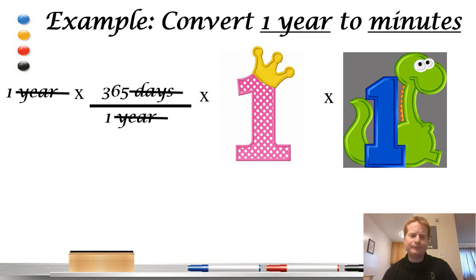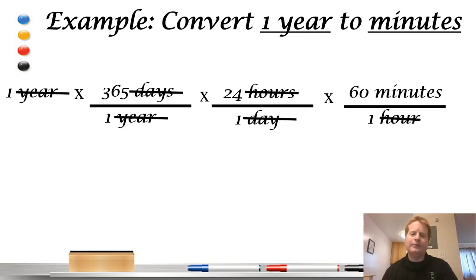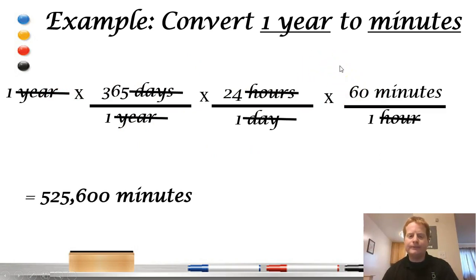Everything's good. And then all that we do is we multiply across the whole top and divide by the bottom. So 1 times 365 times 24 times 60 is equal to 525,600 minutes. There's a whole song about this if you want to check it out. It's called Seasons of Love from Rent.